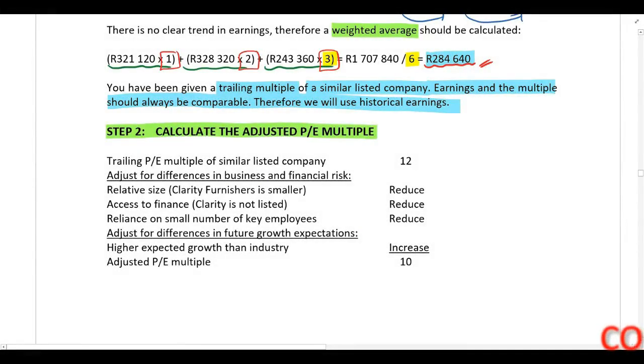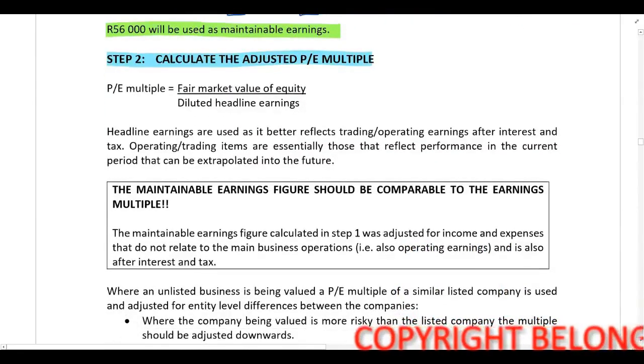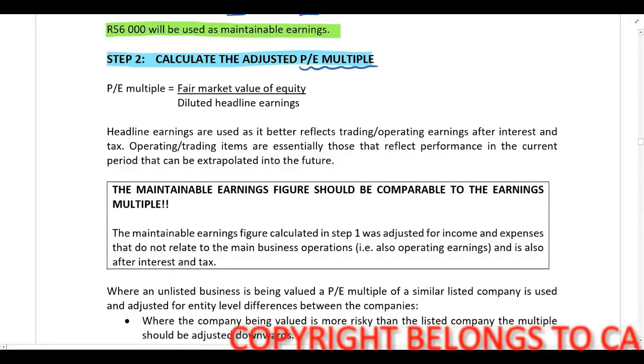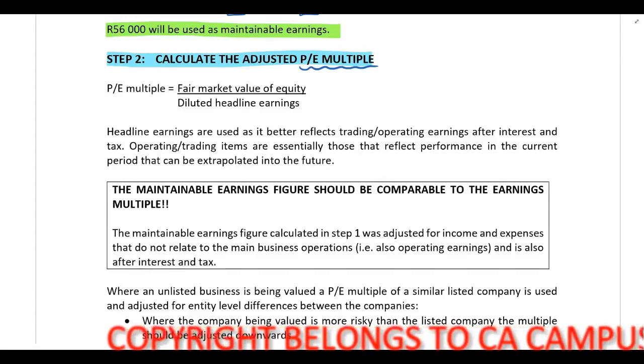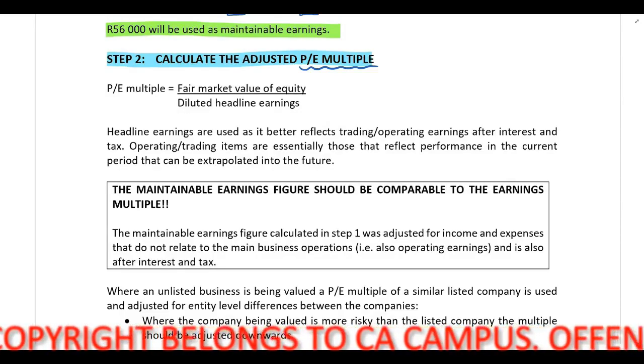We are then going to calculate the adjusted PE multiple. Let's go back to the steps that I provided you with. Now, please remember, guys, we are looking for the PE multiple of a similar listed company. Now, either the multiple will be given to you or you will have to perform the calculation. If you have to calculate the multiple, very simple calculation.